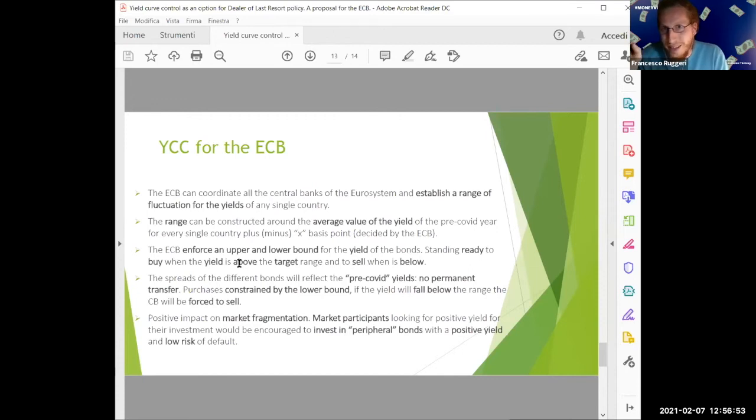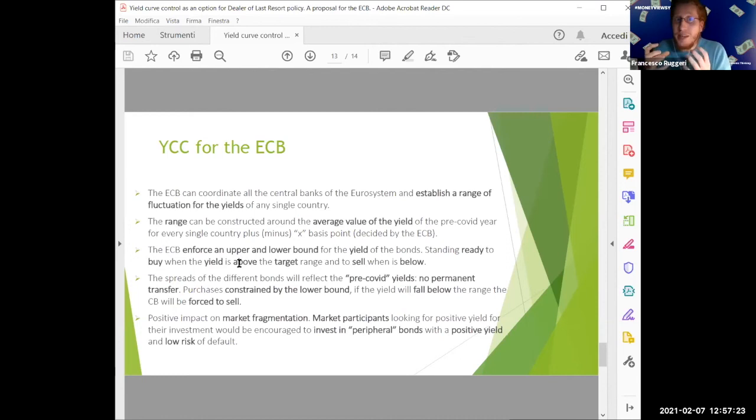I'm not saying that basically this should be the perfect target yield. I think, for example, that the pre-COVID yield now maybe is too high, since basically the PEPP program has put a lot of downward pressure on the yield. So maybe we can imagine a Japan-style yield curve control, to have basically more or less all these countries with close to zero spreads, so close to zero yields. But in general, the idea is to have a range of fluctuation.